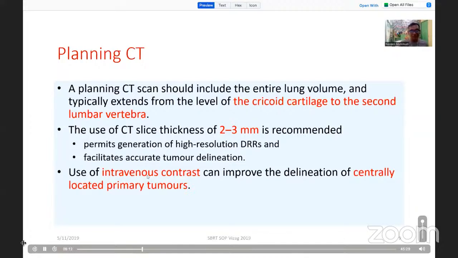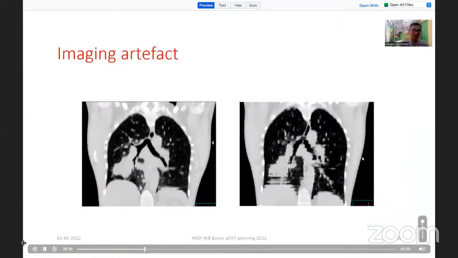We do prescribe intravenous contrast for all our patients, because this would help you to delineate not just the mediastinal lymph nodes, but also sometimes when you have centrally located primary tumors, it becomes extremely hard to differentiate between where your primary is and which is your node. So giving IV contrast helps in these situations.